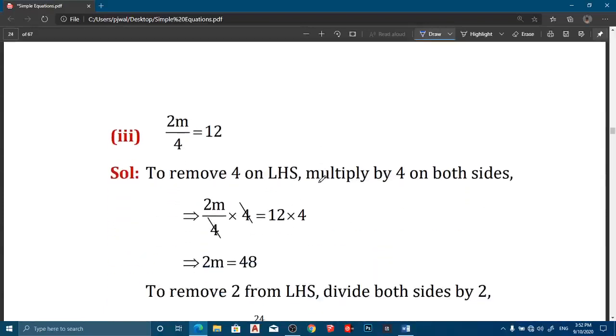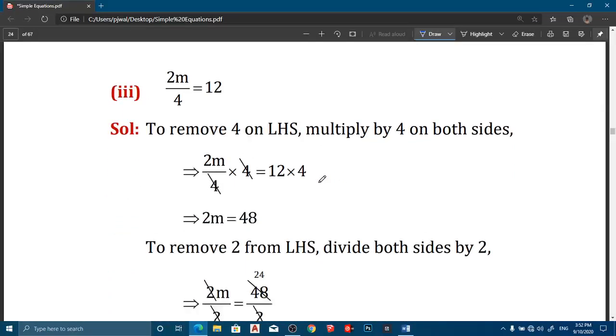Next, 2m by 4 is equal to 12. So here also we want the m value only. To remove the division by 4, you have to multiply by 4 on both sides. So the 4s get cancelled here. Here 12 fours are 48. So the remaining terms are 2m is equal to 48.